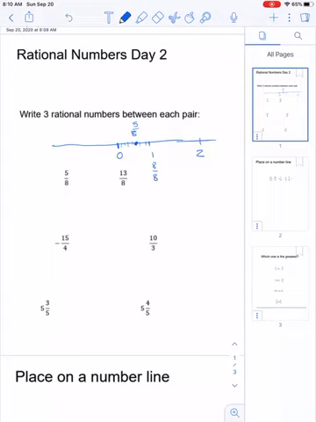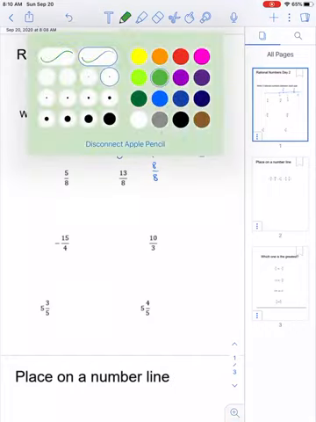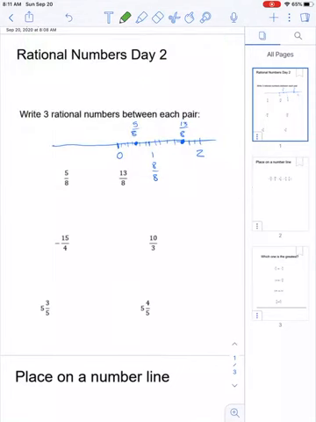1 as a whole number is 8 over 8. And 13 over 8 would be here. Now to name any 3 numbers in between 5 over 8 and 13 over 8, I have 6 over 8, 7 over 8, 8 over 8, 9 over 8, 10 over 8, 11 over 8, and 12 over 8. Any 3 of those would be good.